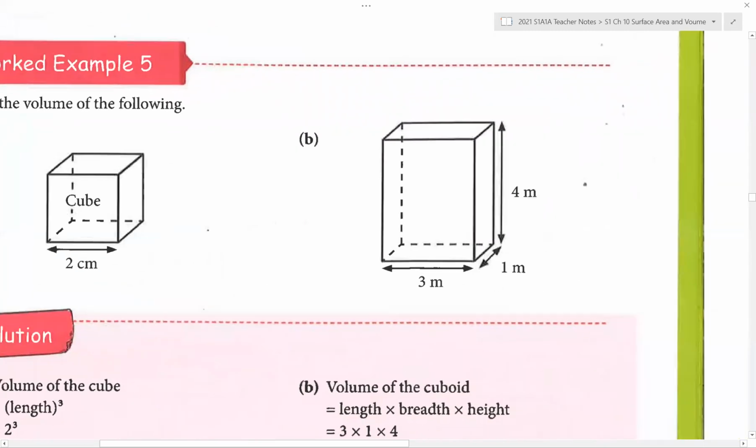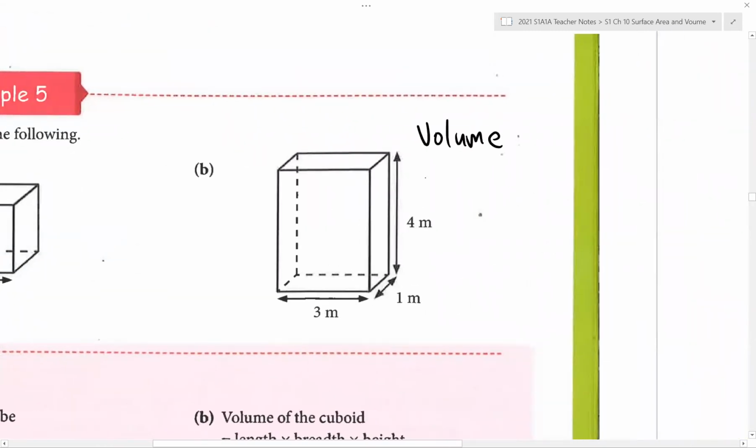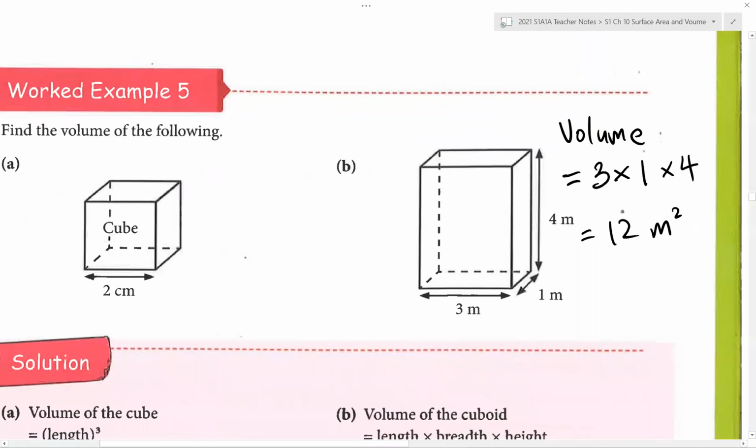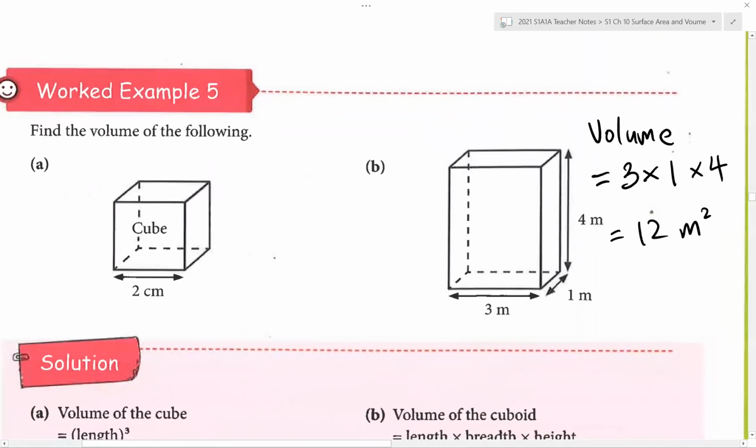I'll demonstrate. Volume equals to, what is the formula? Very good. Length times breadth times height. 3 times 1 times 4. 12 square meters. That's all. Length times breadth times height. Now your turn. Part A. Try it. What is the volume? Okay. What times what times what? Why 2 times 2? I thought Sherry said length times breadth times height.